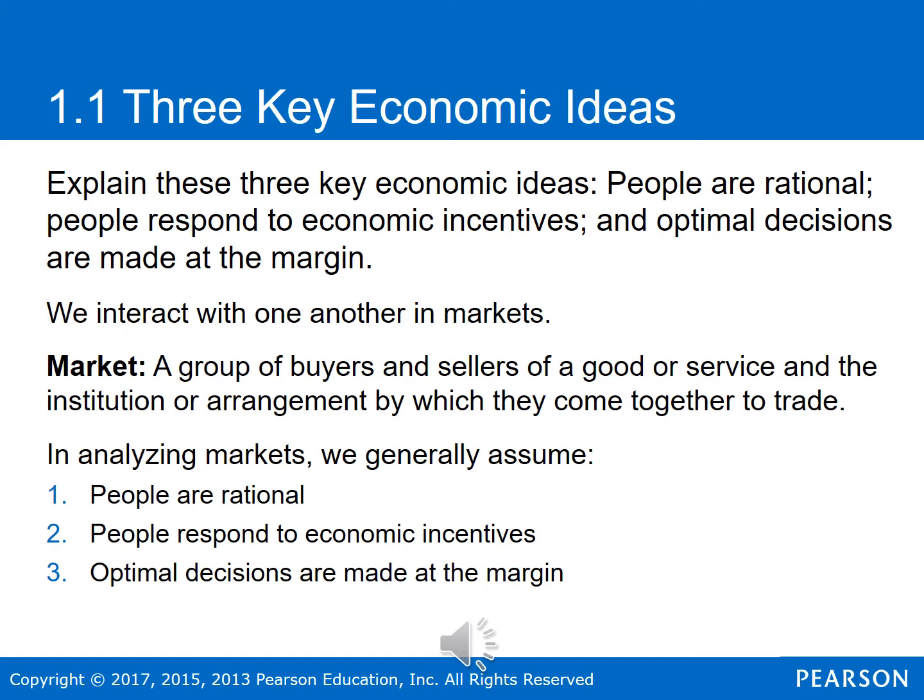So first, I want to start by highlighting the fact that we interact with one another in markets. So markets are a group of buyers and sellers of a good or service, and the institution or arrangement by which they come together to trade. So this is groups of buyers and sellers. So typically we have more than one company selling, more than one buyer willing to purchase, and we have the government setting up the arena within which this takes place. So there's typically regulations involved around that. There's a court system, so a legal system to protect people and to uphold contracts, things like that.